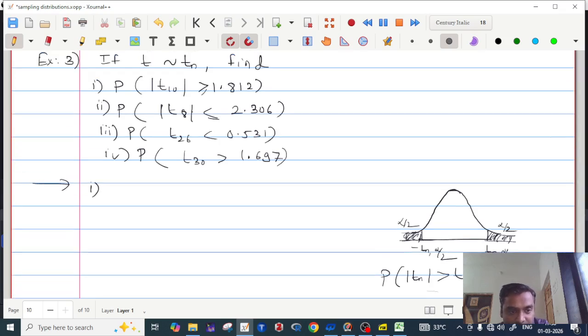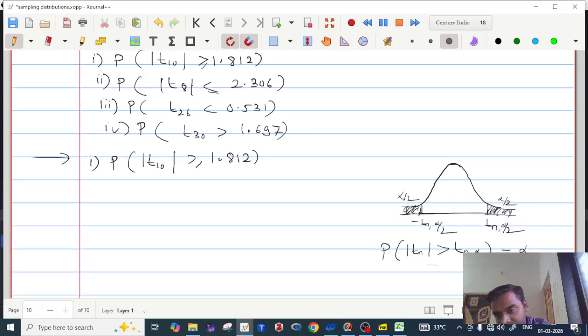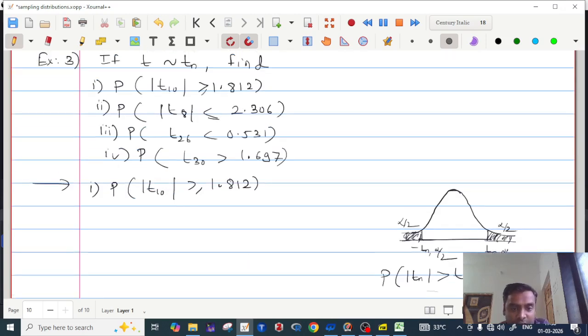Let's see the first one, probability of mod of T10 greater than or equal to 1.812. Now we can easily observe this probability is in this form, so we can find out this probability directly. How to see this in the statistical table?